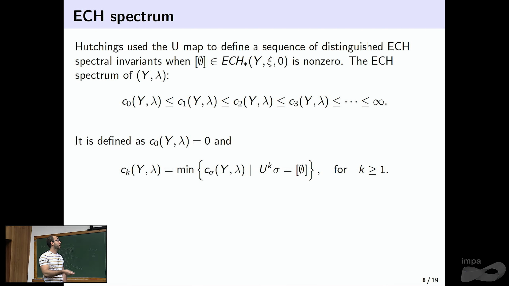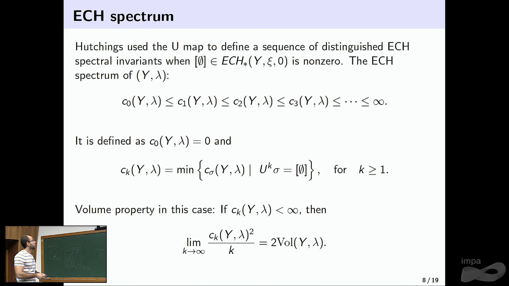It can be infinite because you don't need to have a homology class satisfying this property, right? But it turns out that we have it in nice cases. Okay, so the volume property in this case translates into this. So if the c_k, now here I'm calling this the ECH spectrum sequence, are finite, then you have the volume property described this way. And that's just because the U map has degree 2. It's just a corollary from their theory, which is in the paper there.